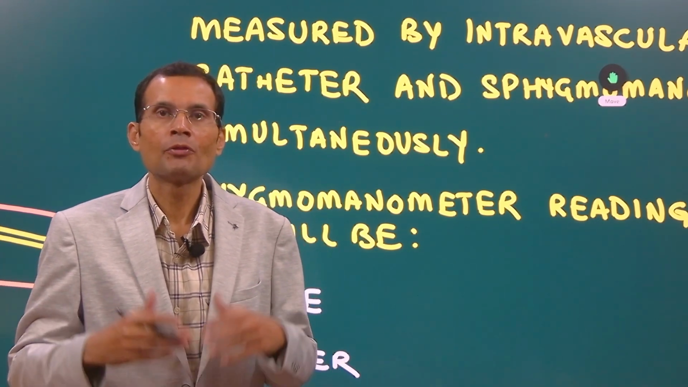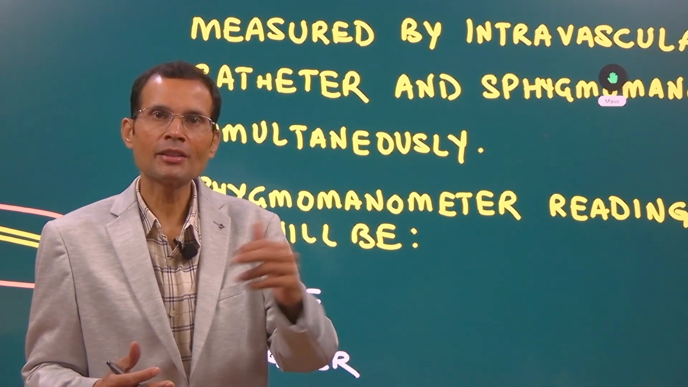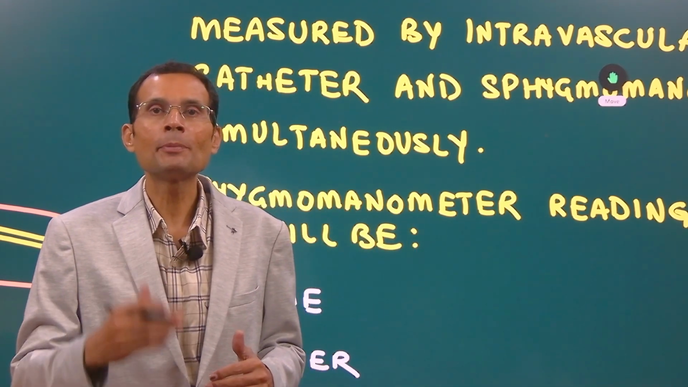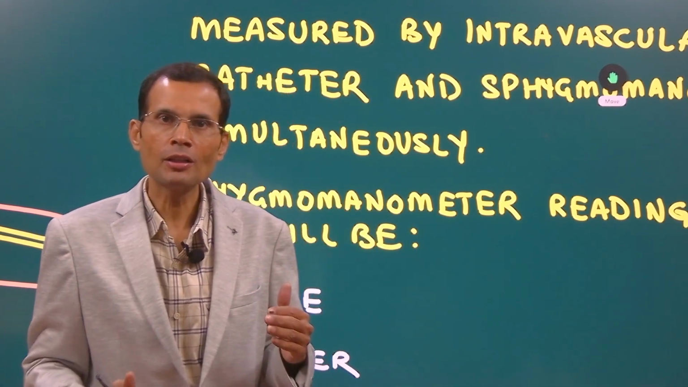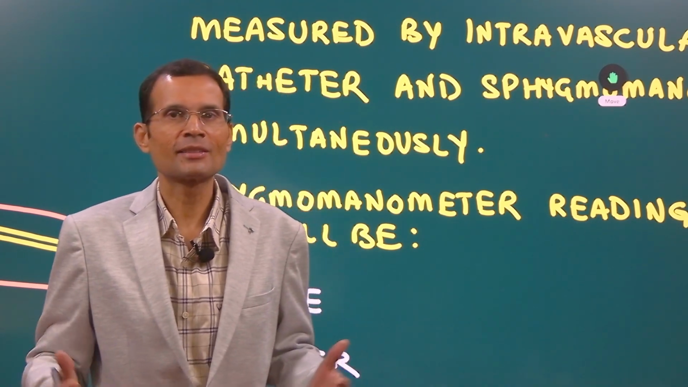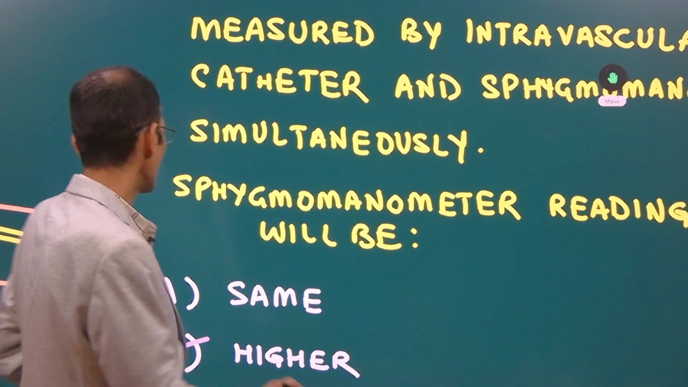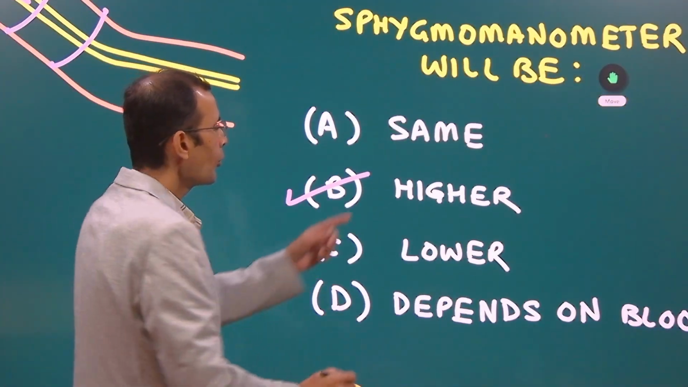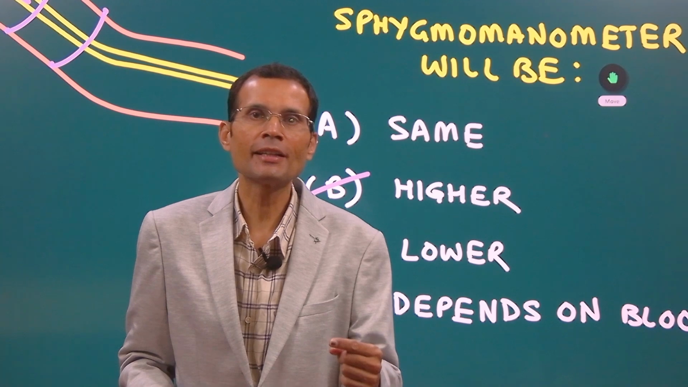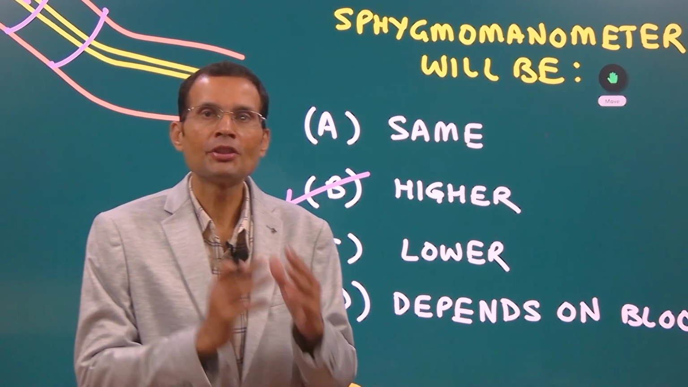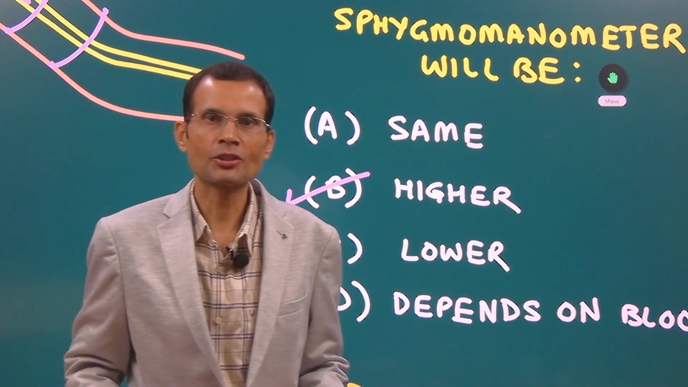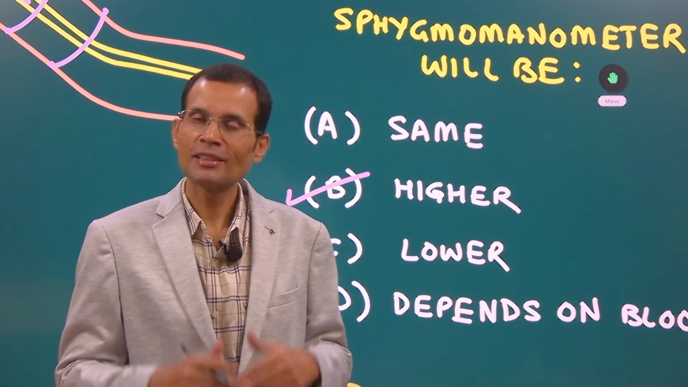Will it be the same as directly measured intravascular pressure? Will it be higher? Will it be lower? Or depends on the blood flow. So you want to answer that? Well, the answer is sphygmomanometry will give you a higher reading compared to directly measured intravascular pressure. Let's understand the reason behind it.